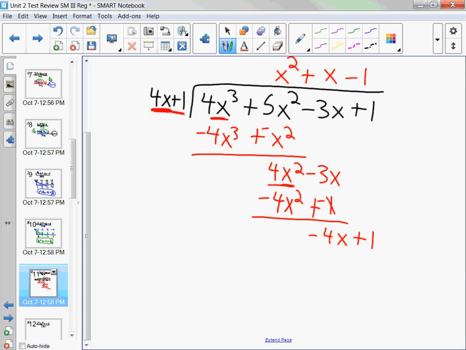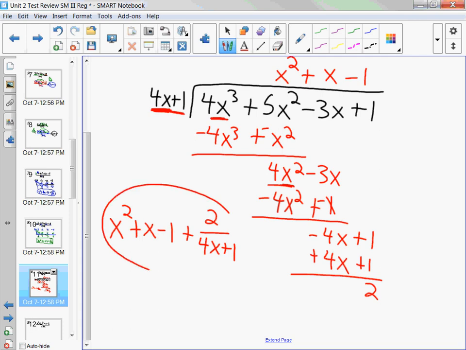So negative 1 times 4x is negative 4x. And negative 1 times 1 is negative 1. I change the signs and add. Once again, that's the same thing as subtraction. That adds up to 0. That gives me a remainder of 2. So my answer is x squared plus x minus 1 plus my remainder 2 over the divisor 4x plus 1. That is long division.